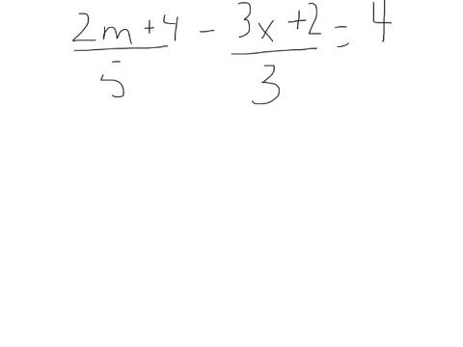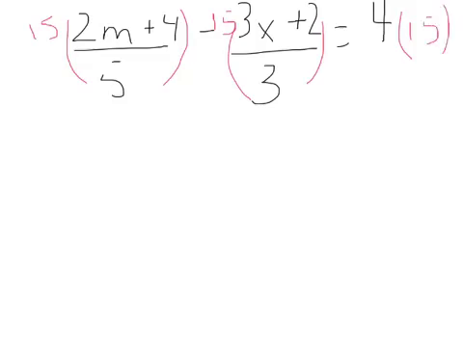The first thing I want to do is remove my denominators. The easiest way to do that is to find a common denominator. The lowest common denominator is best. 5 times 3 is 15, so that's common. So if I multiply all my terms, all 3 terms, by 15, I can remove all of my denominators. And don't forget this one over here on the right side. Frequently in the past, students miss that last term there.